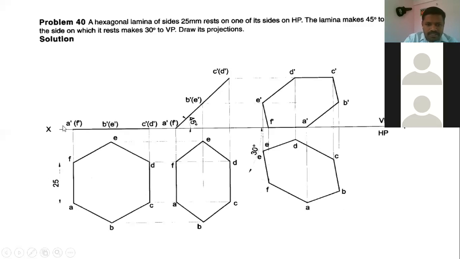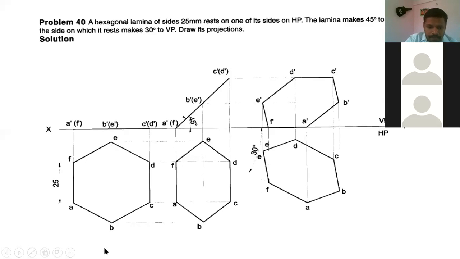Now, before doing this, as you already know, you have to draw an XY line, a thin line, and mark above is VP, below is HP, and here is the front view, here is the top view. This is quite common for all problems, so I won't repeat it again and again. Please follow. You draw an XY line, mark above is VP and below is HP, then mark this line as XY. Okay. Now I have to produce the front view of this object.